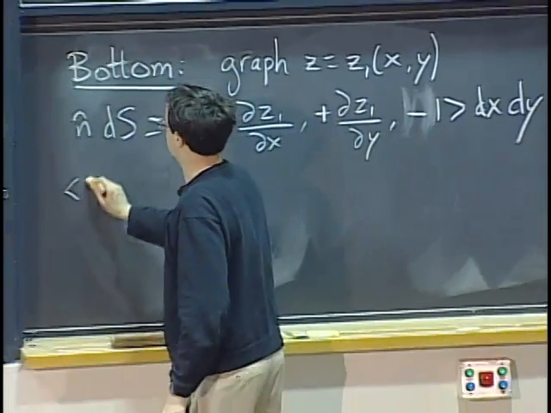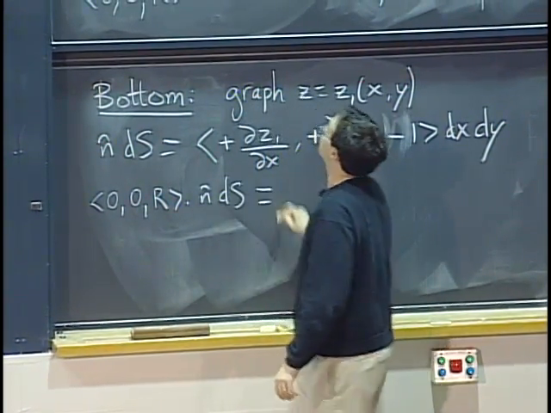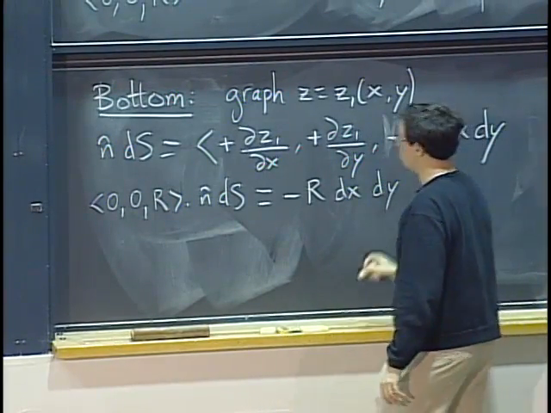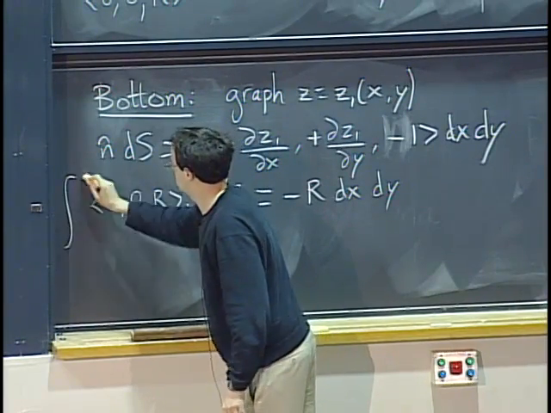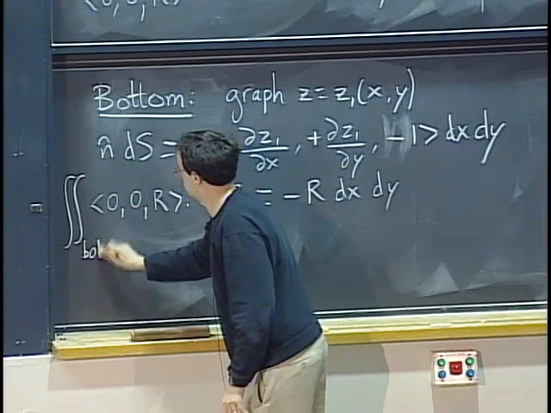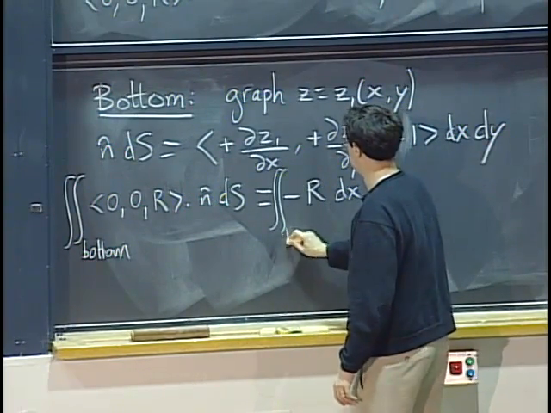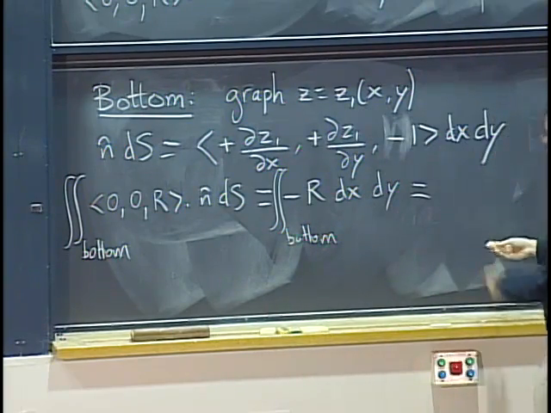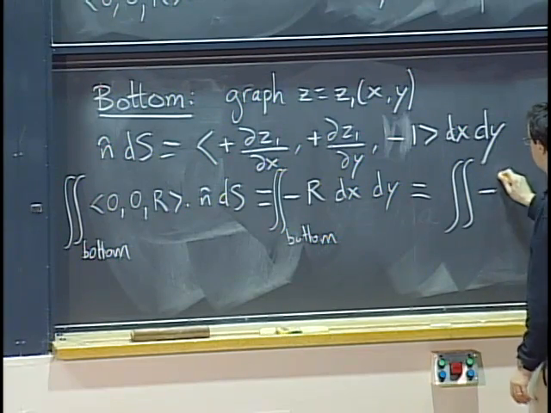Now, if I do things the same way as before, I will get that 0, 0, r dot n dS will be negative r dx dy. And so when I do the double integral over the bottom, I'm going to get the double integral over the bottom of negative r dx dy, which if I try to evaluate that, well, I actually will have to integrate.